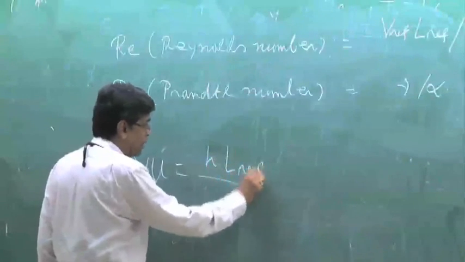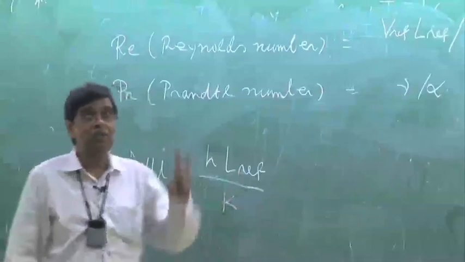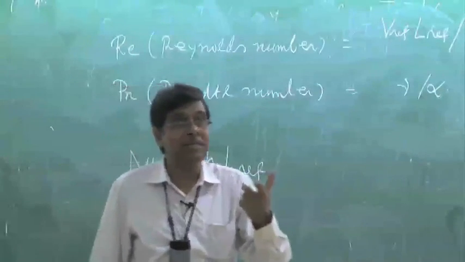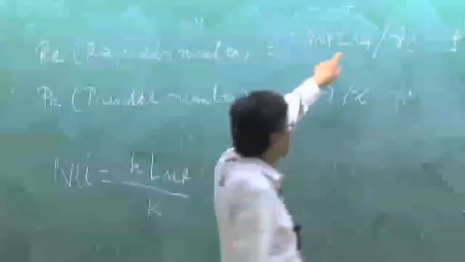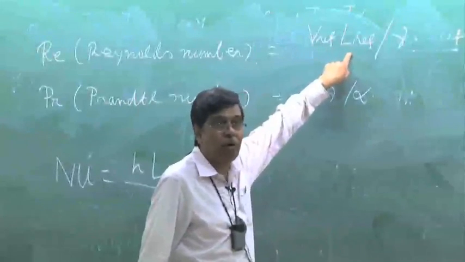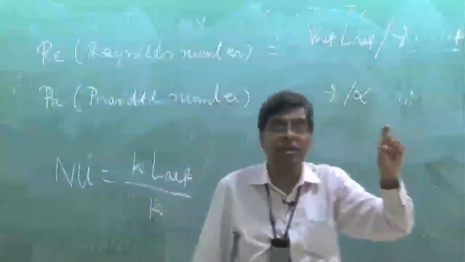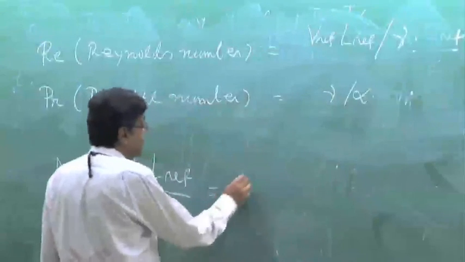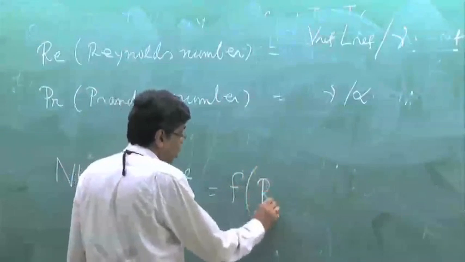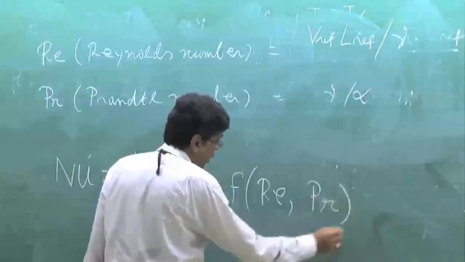I write in a most generic form, L reference, which is x. But in case of internal flow, this L reference is the hydraulic diameter. For an example, for the Reynolds number, this L reference is x for a flat plate, external flow, for example over a flat plate. But this becomes the hydraulic diameter in case of internal flow. So I write in a generic fashion that Nusselt number is a function of Reynolds number and Prandtl number.